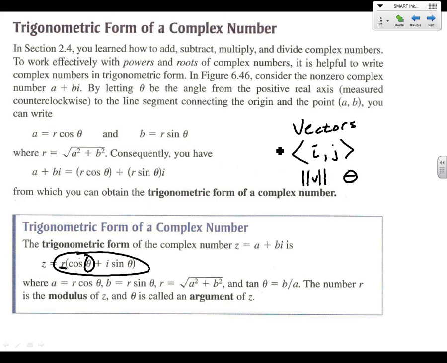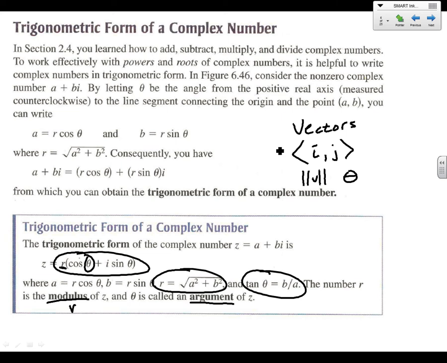So same rules still apply. Magnitude, we're using the distance formula. For complex numbers, we're using the letter r. And to find the angle, we'll use the tangent of the height divided by the width, right? The y over the x values, okay? All right. The number r is the modulus, okay? We use that phrase. And theta is the argument of z, all right? So we've got the modulus and the argument.